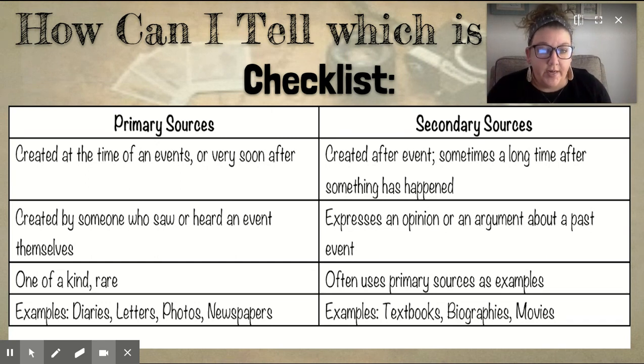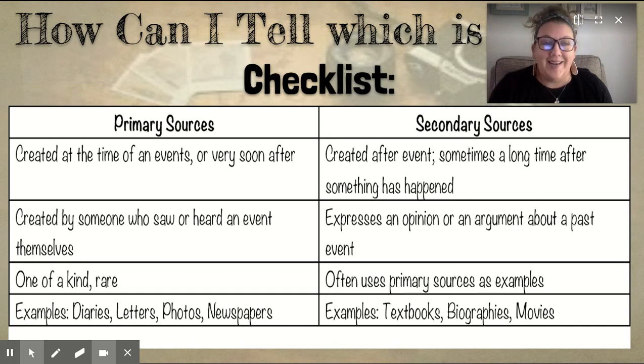Secondary sources were created after, sometimes a long time after. So when you write a paper about something, you are creating a secondary source. It is your opinion. You are using primary sources and other secondary sources to inform you. It expresses an opinion or an argument about a past event. So it's an analysis. Opinion sometimes makes you feel like it's full of bias. And secondary sources, like I said, have bias.